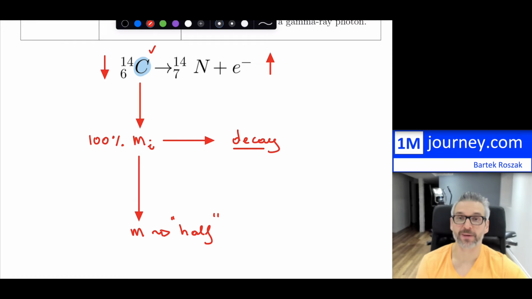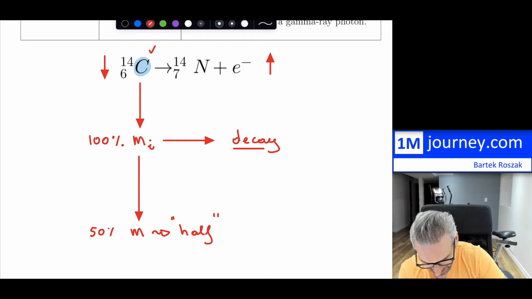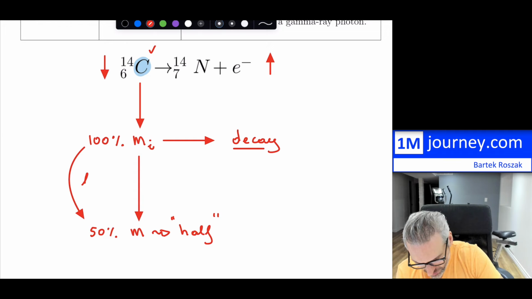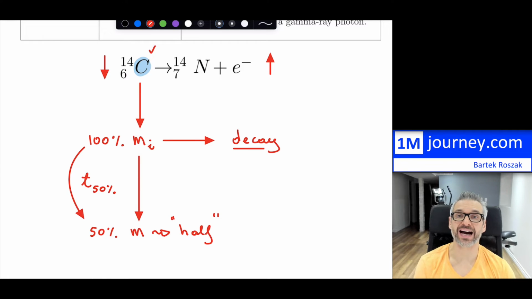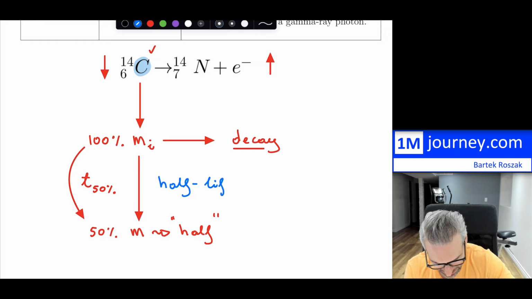Now it doesn't matter if it's 100 grams, 1 gram, or 5 grams, let's just call it 100% in the beginning of whatever carbon you had. And now it gets to 50%. So what you notice is that it has decayed by 50%. The amount of time that it takes for this 50% decay is referred to as the half-life time of that particular atom. So this is what we are referring to as half-life time.